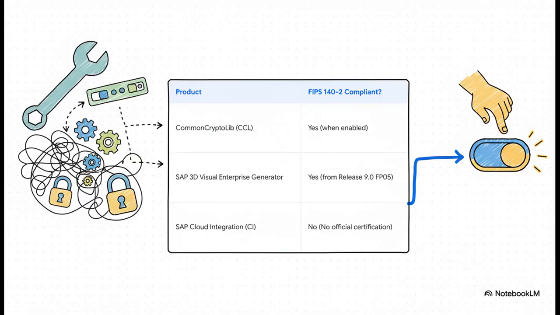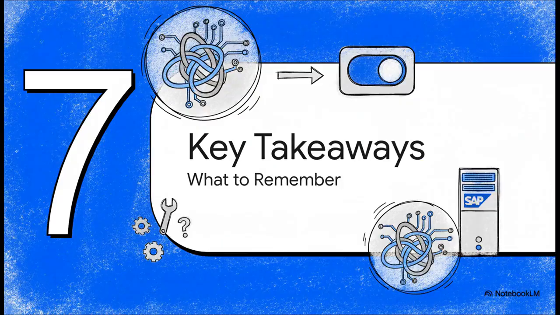So if we look at a few examples here, CommonCryptoLib, the thing we've been talking about, is compliant once you turn it on. Great. The SAP 3D Visual Enterprise Generator became compliant, but only from a specific release onward. But then you have other products like SAP Cloud Integration that, as of now, don't have that official FIPS certification. The big takeaway here is you have to verify the compliance of each and every product in your landscape. Don't assume.